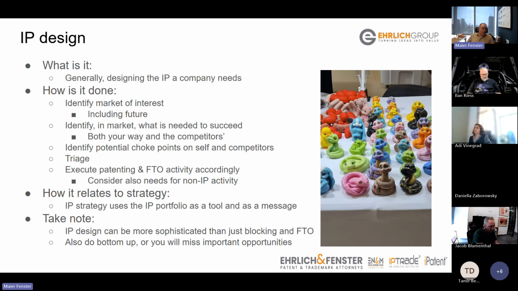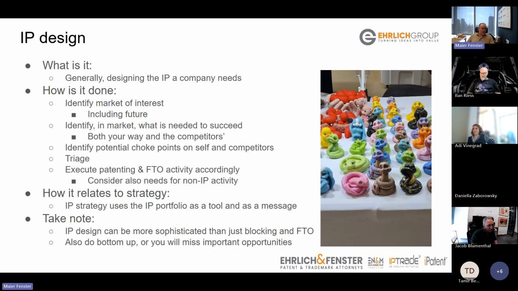And what do we do? Well, first we look at the market, including the future. In the market, we figure out what is necessary in order to succeed, both for you and for your competitors. We identify potential choke points. Choke points are places where if you get a patent, it'll be very significant because it will choke off the ability to go that way.